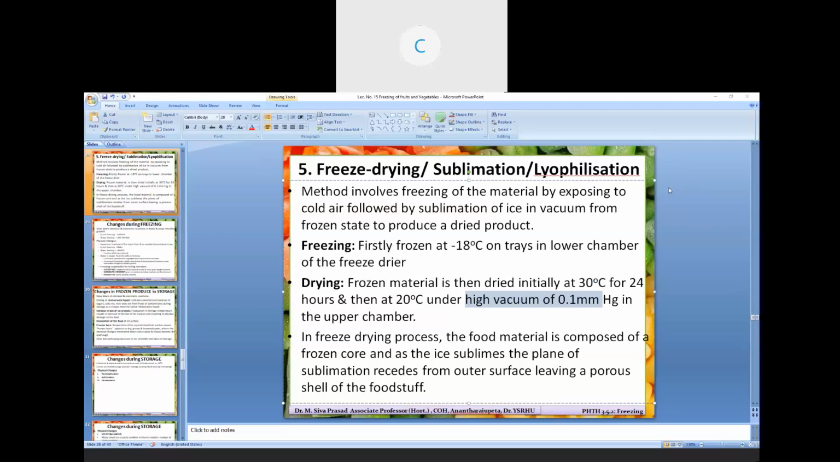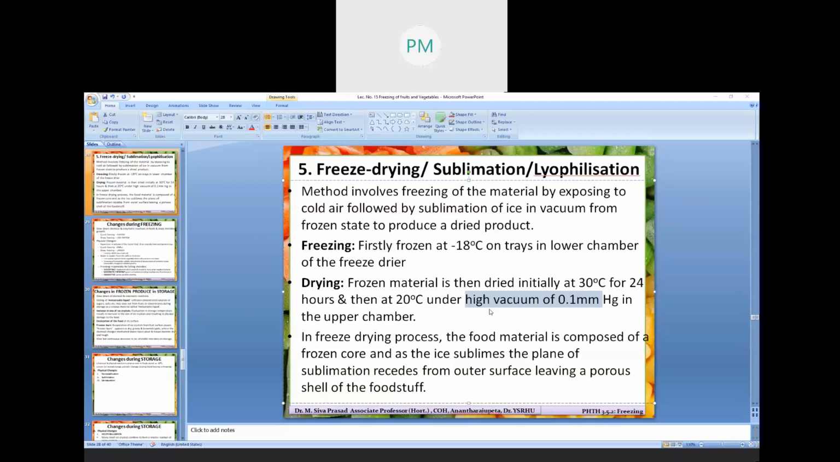So at lower temperature itself, the solid ice starts evaporating. So that is the basic aspect here. That's why you will get very good quality produce, as there is no damage caused because of this change of evaporation. So that is why the product prepared from freeze drying will be of a better quality.